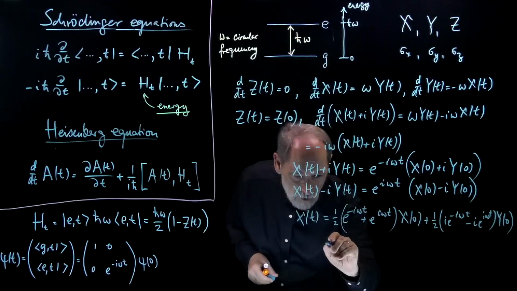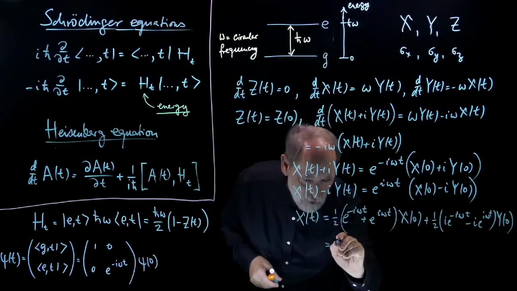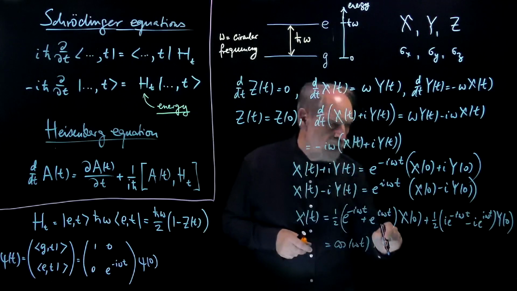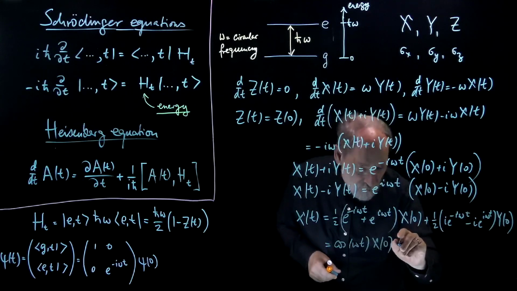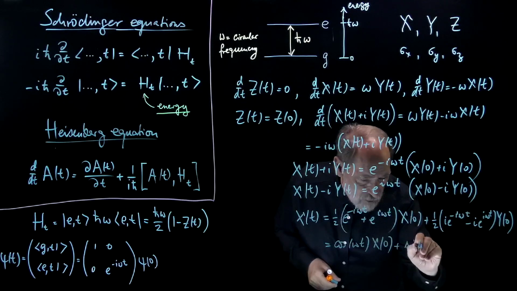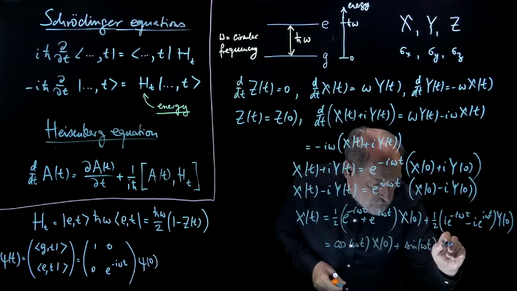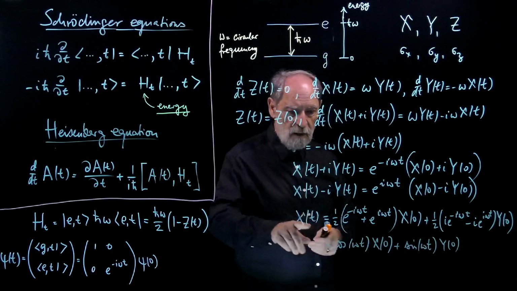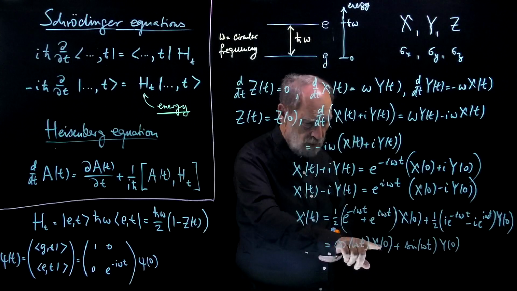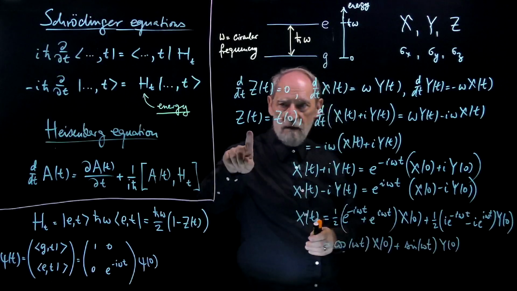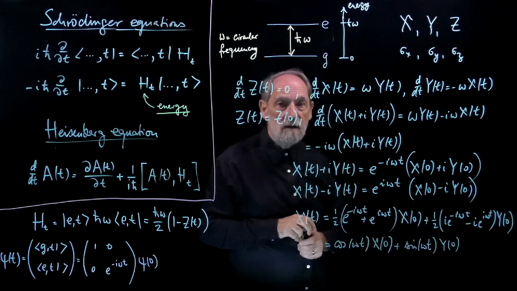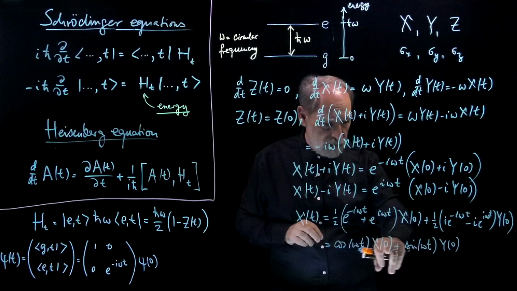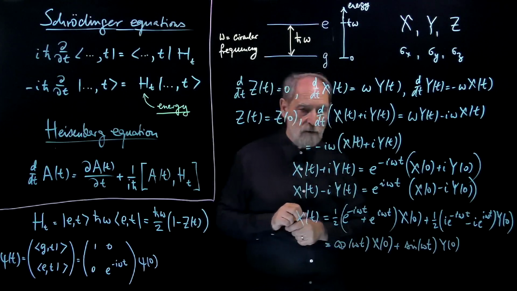And so if we now remember that this is the cosine of omega t, and this is the sine of omega t, we have found x at time t expressed in terms of x at time 0 and y at time 0. Just like here we have z at time t in terms of the z at the early time, here we have x at any time t in terms of x and y at the initial time 0.